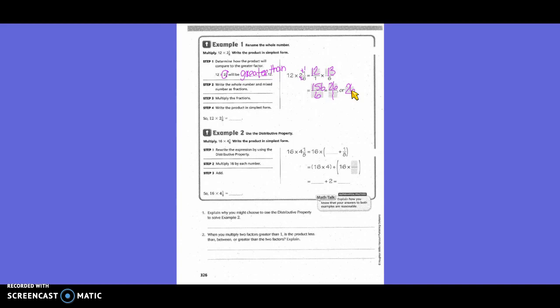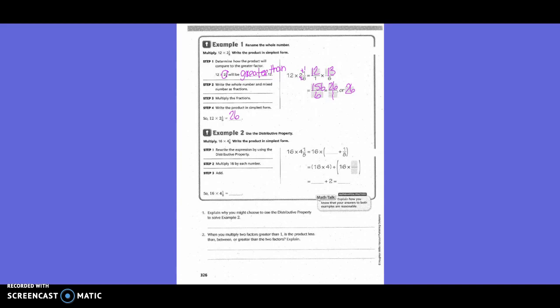And like I was telling you guys, if we would have simplified this, and this would have been a 1, and that would have been a 2, 2 times 13 would be 26. And so we would have already been at this point right here, right? So 12 times 2 and 1/6 is 26.